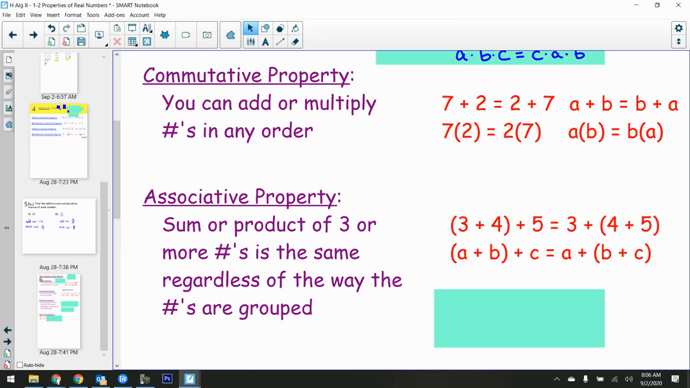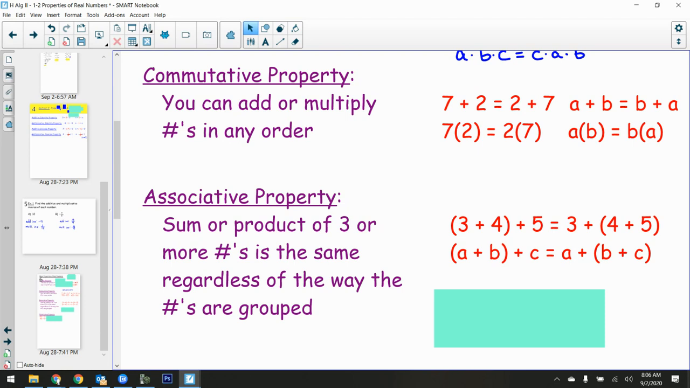So, for example, I would say 3 plus 4 plus 5, where 3 and 4 are grouped together, is the same as 3 plus 4 plus 5, where 4 and 5 are initially grouped together. I get the same thing in the end. We would all agree, 3 plus 4 is 7, then plus 5 is 12. If I change that up and I say 4 plus 5 is 9, plus 3 then is 12. So I get the same value either way. I can change the grouping and it's not going to change the outcome.